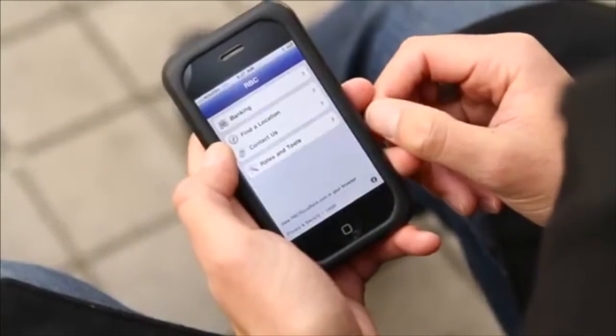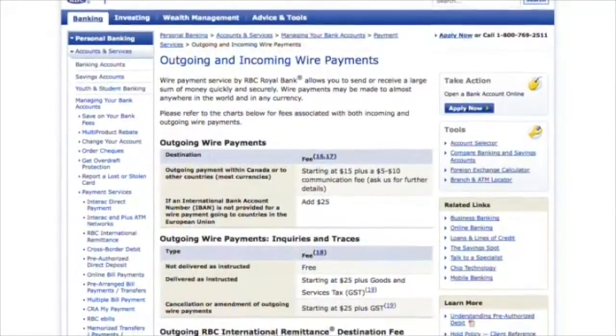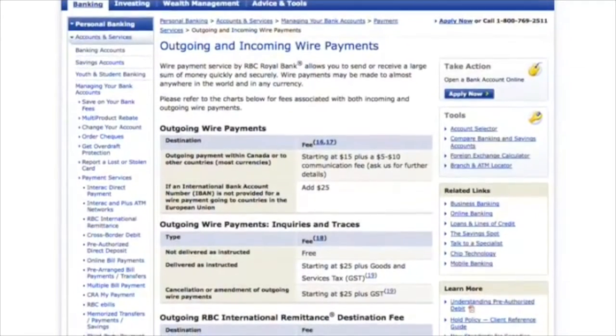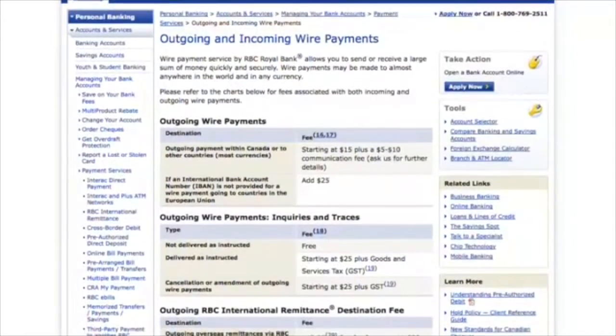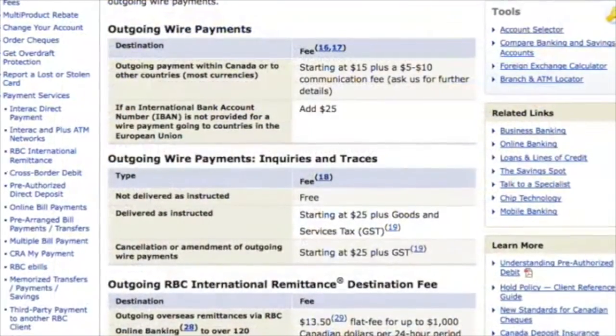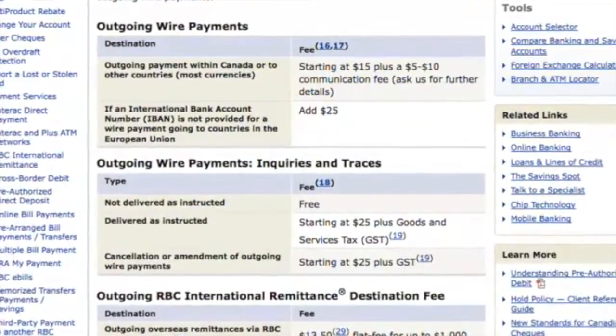Moving on to the virtual world. Wire transfers allow you to send money from one location to another electronically. This can be done through a financial institution, the post office, or a private company. Fees for wire transfers vary, so shop around and compare prices.